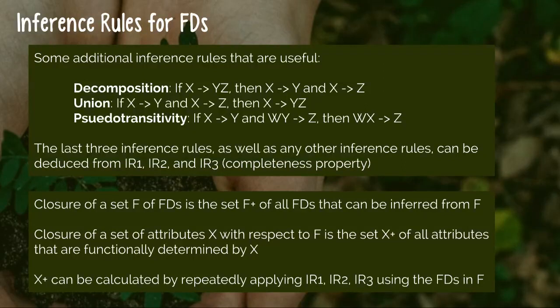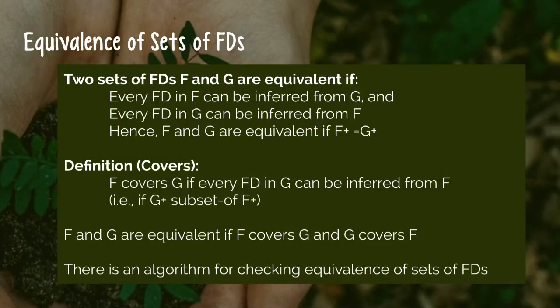We also say that this can be calculated repeatedly by applying inference rules, the first three inference rules that we have learned as Armstrong rules. And if we take two sets of functional dependencies, we say they are equivalent if and only if they have the following properties. The first property is that every functional dependency in F should be inferred from G, and vice versa, all the functional dependencies in G should be inferred from F. So we can say that F and G are equivalent if the closure of the set of functional dependencies F is equal to the closure of the set of functional dependencies G.